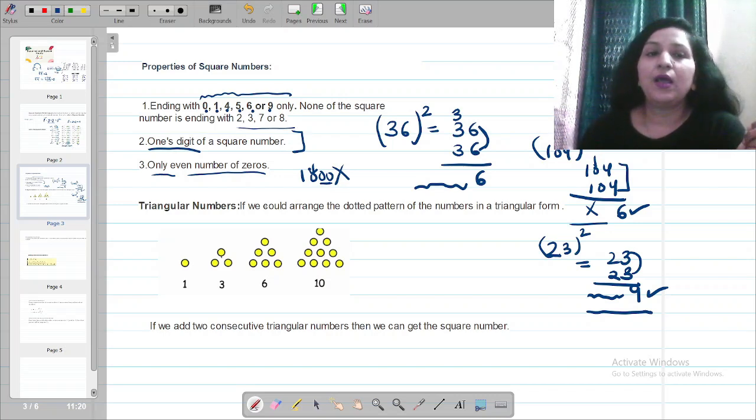Coming to the triangular numbers, if you can arrange any number in the form of a triangle, that number or those numbers are known as triangular numbers. Please have a look. 1 is a triangular number. If I take 2 more dots below that, it becomes 3, a triangular number.